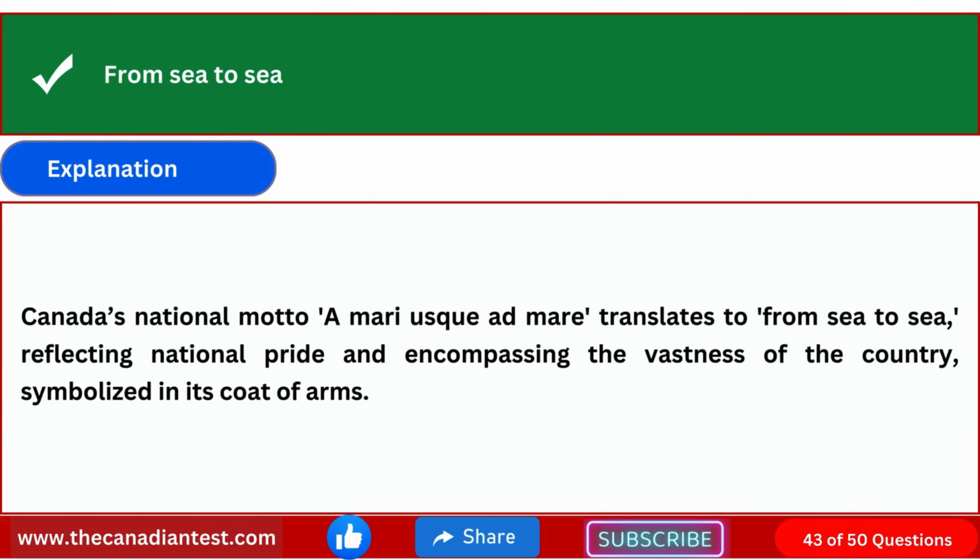The correct answer is from sea to sea. Explanation: Canada's national motto, A Mari Usque Ad Mare, translates to from sea to sea, reflecting national pride and encompassing the vastness of the country, symbolized in its coat of arms.